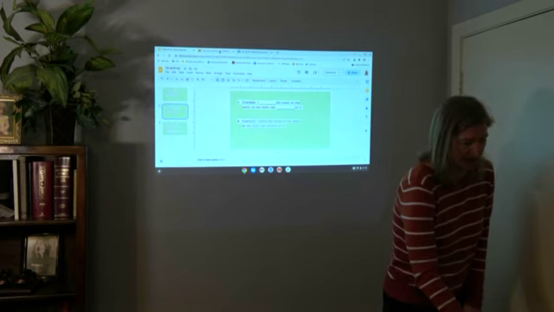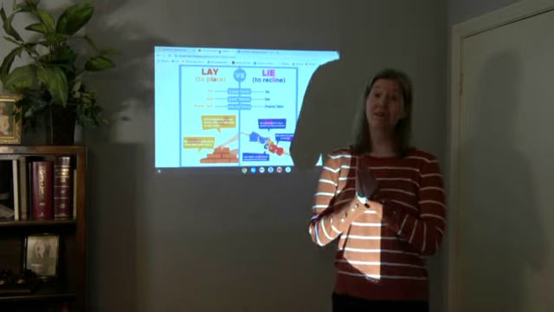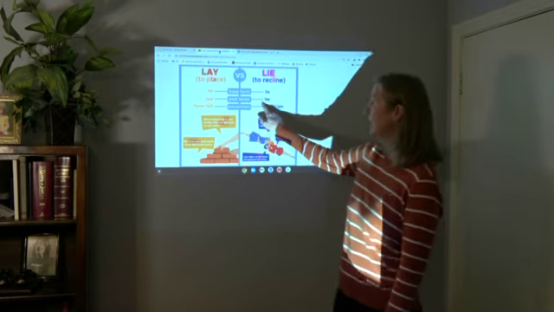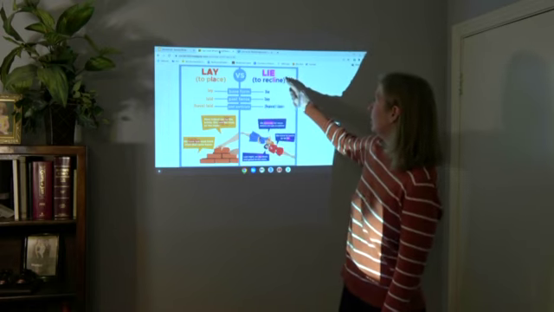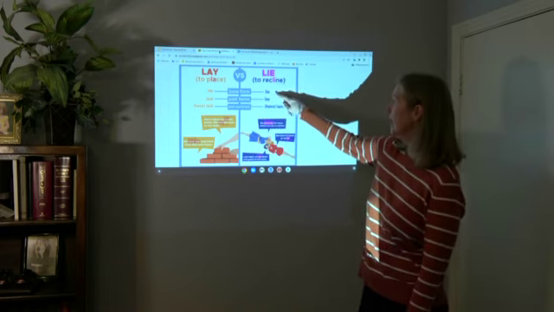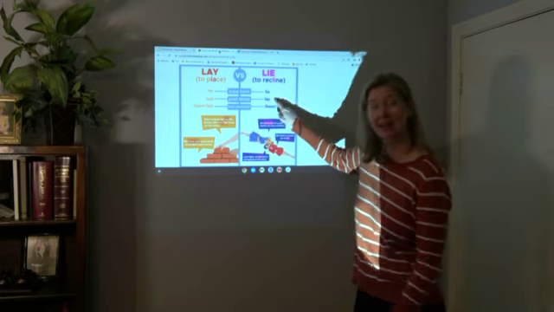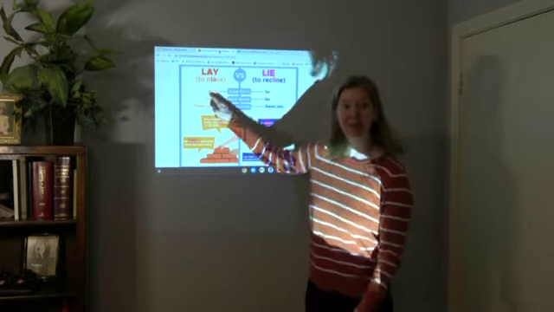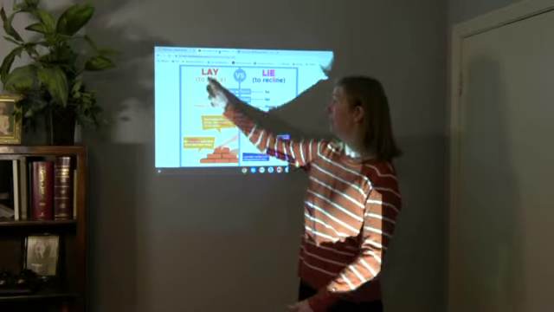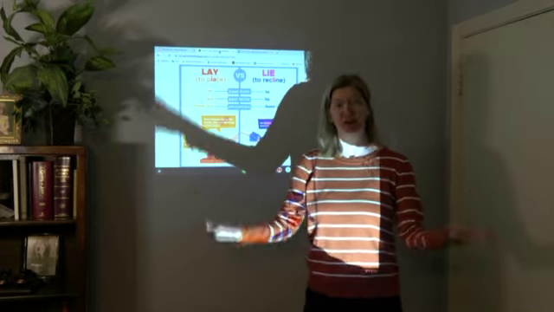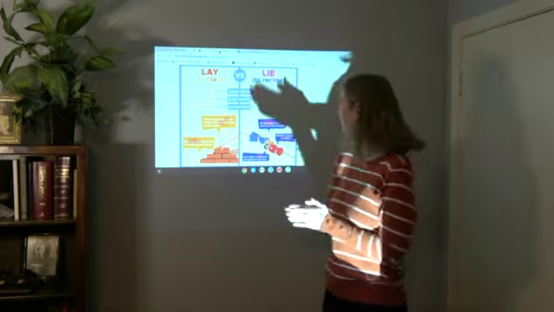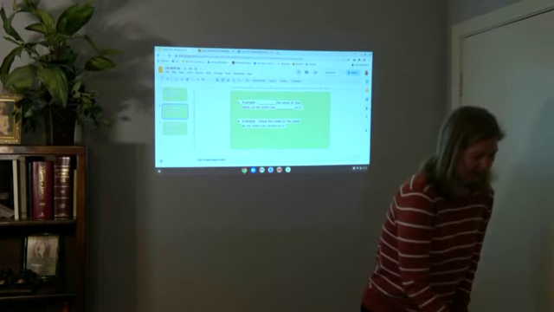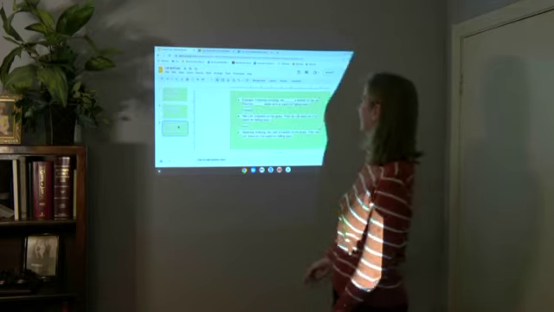Now, one of the things that makes this verb so troublesome is the past tense. Look at this chart. The past tense of the verb lie is what? Lay. But lay is the base form of the verb lay. Do you see why this is so troublesome? Yes.